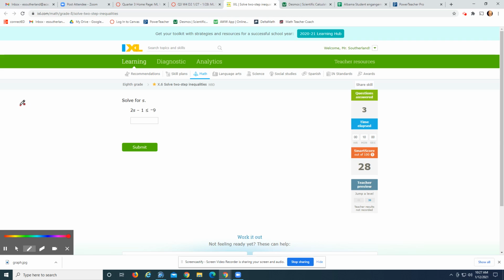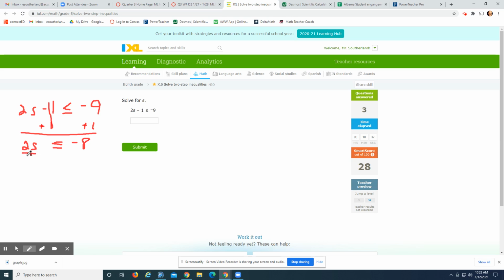Start over. We got 2s minus 1 is less than or equal to negative 9. So we're going to start by adding 1 to both sides. So 2s comes down. The 1's cancel. Less than or equal to sign stays the same. Negative 9 plus 1 is negative 8.